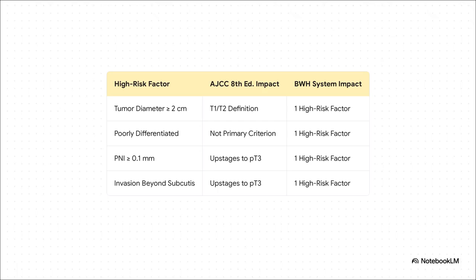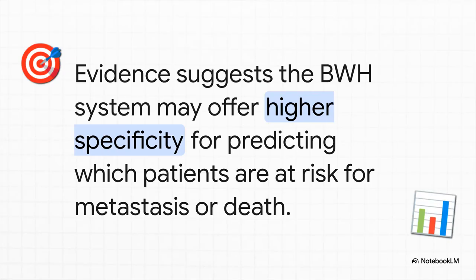Studies have shown that those BWH T2b and T3 tumors have a really high risk of going to the lymph nodes. So you might be wondering, why bother including it? Well, it's because there's good evidence that the BWH system might actually be better, more specific, at picking out which patients are really at risk for their cancer spreading or even dying from it. So it's optional, but it's an incredibly valuable tool that gives us extra prognostic info.